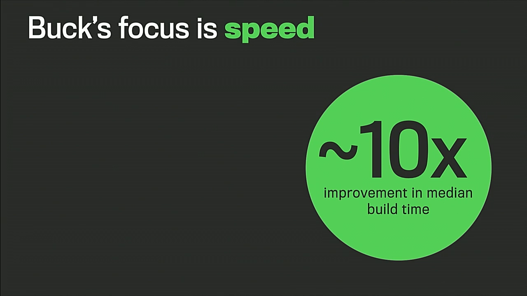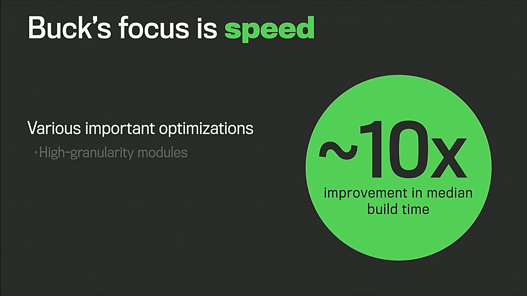This is not comparing Ant to Buck. This is just comparing Buck from a year ago to Buck now. And this does not control for the size of the app. Obviously, our app has increased in size during that time, but still the overall absolute median build time has gone down about 10x. We have a lot of important optimizations that allow this to happen. The first one, which has really been in Buck since the beginning, is that it has good support for high granularity modules.